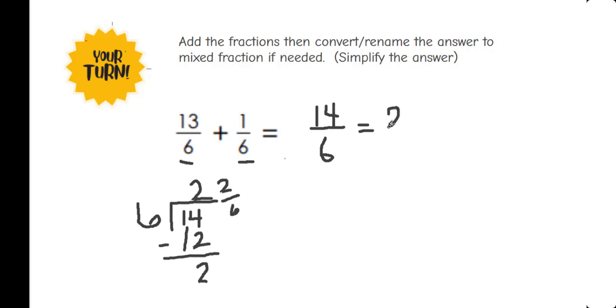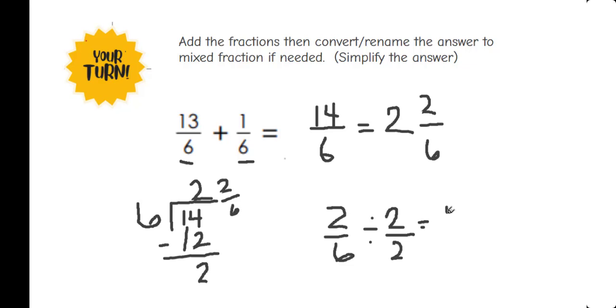So here my answer is 2 and 2/6. Now it is a mixed number. That is correct. But can I simplify the fraction more? I can. I can take 2/6, and I can divide the numerator and the denominator by 2. If you know your multiples really well, on all of your numbers from 0 to 12, these will be easy for you to do without thinking too hard, okay? It's okay if you're not there yet. 6 divided by 2 is 3. So a more simplified answer would be 2 wholes and 1/3. That's as easy as it gets.